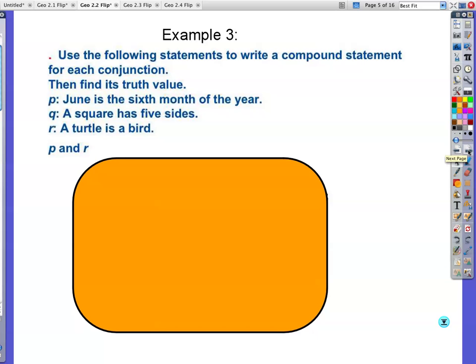Example number 3, using the following statements to write a compound statement for each conjunction. Then find its truth value. All right, P and R. So I'm looking at the statement P and the statement R.